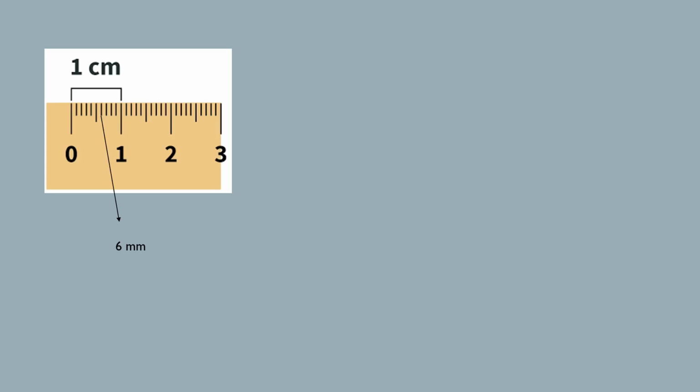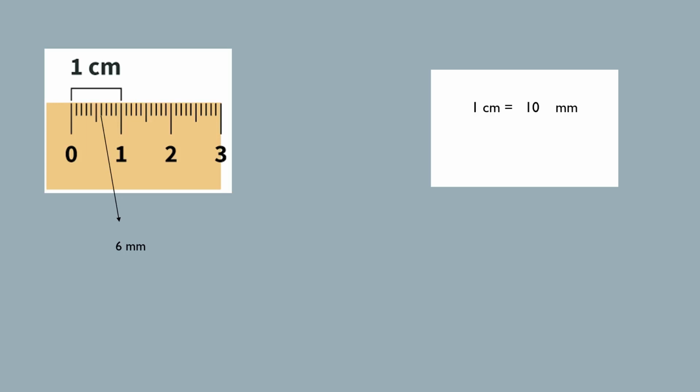Okay, before doing that, let's recall something. You all said that the portion between 0 centimeter and 1 centimeter is divided into 10 equal parts, isn't it? Now, 1 centimeter must be equivalent to 10 millimeter. Very good. In thinking reverse, what will be 1 millimeter? Yes, it will be 1 by 10th of the centimeter.